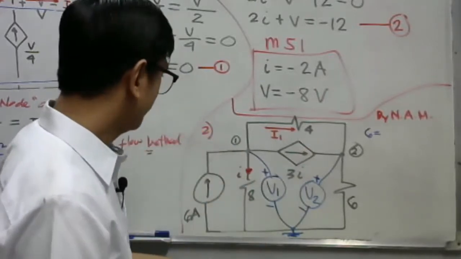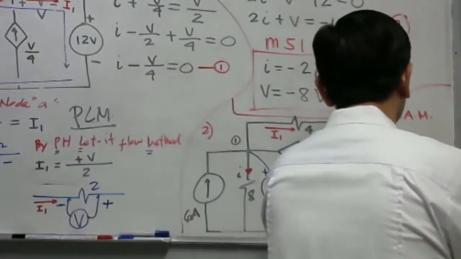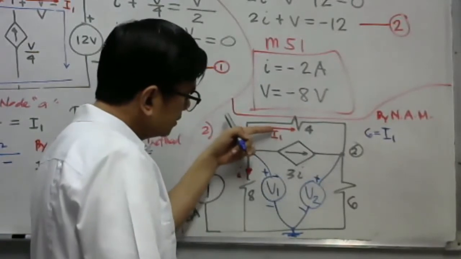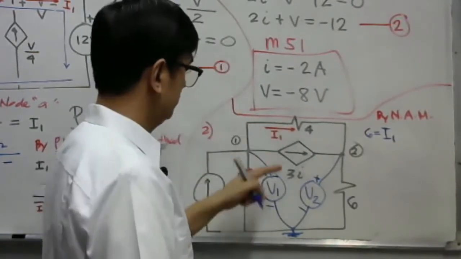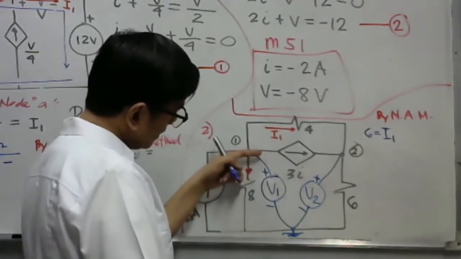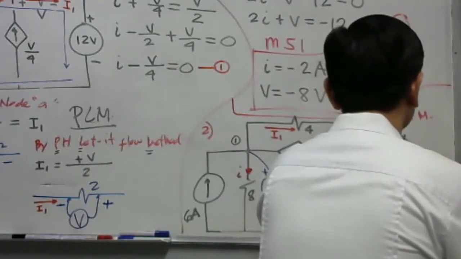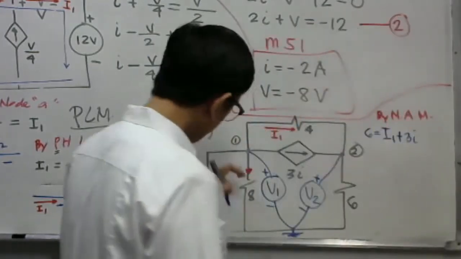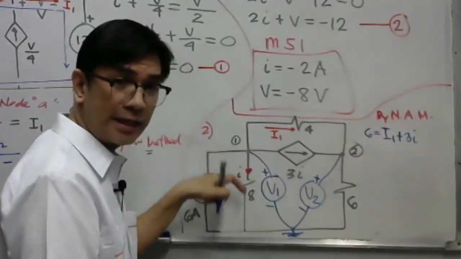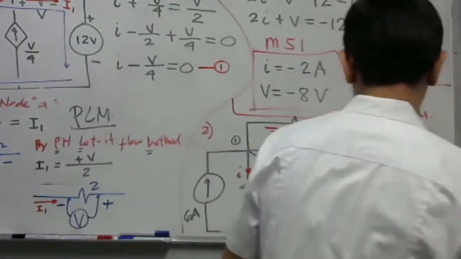So we have here I1 plus 3I. We have another current leaving, our 3I, so we have plus 3I. Another current leaving is simply our I. Plus I.